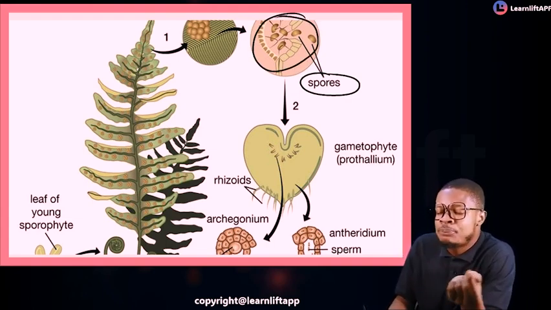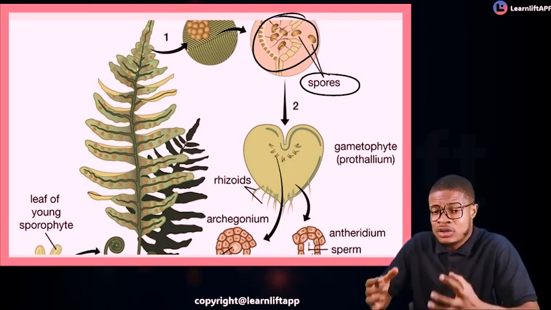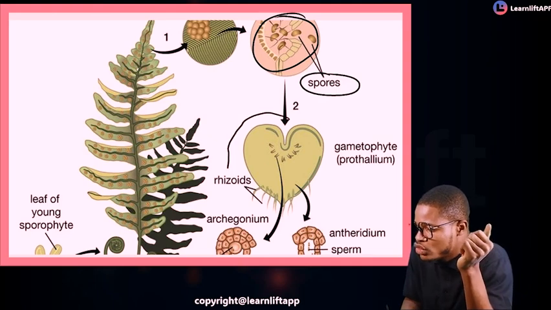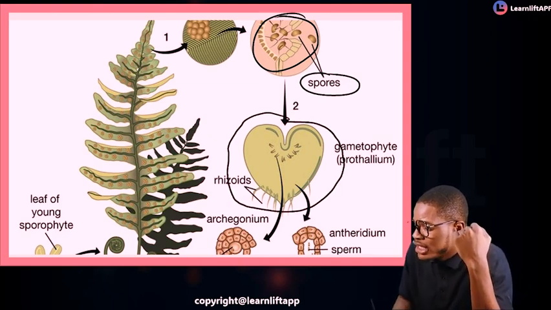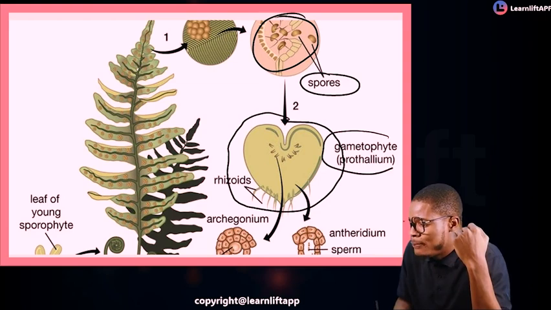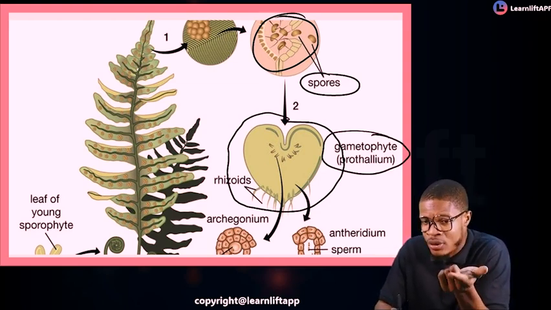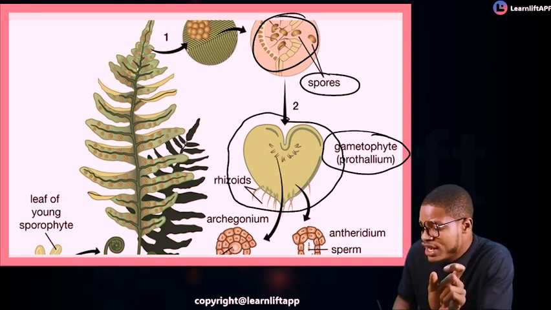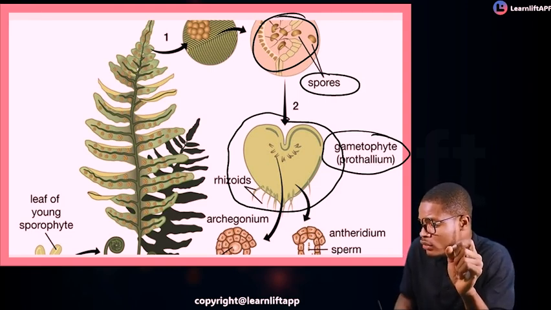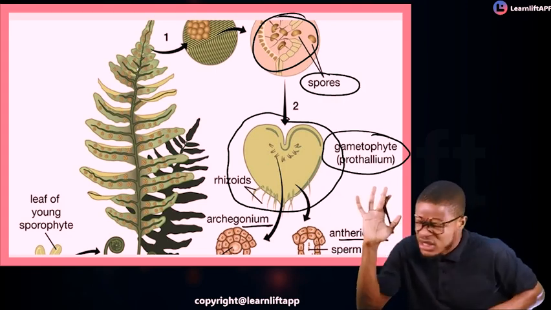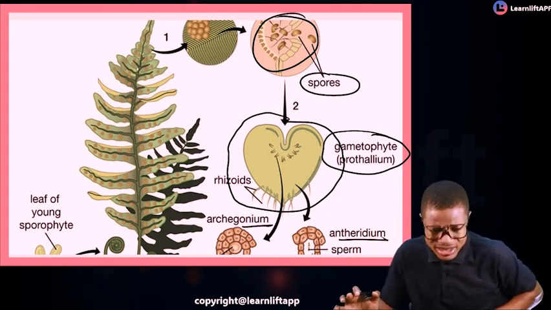Now, when the spores germinate and they begin to develop, now follow me, they form like a heart-shaped structure. This guy here is called the prothallus, and the prothallus is what is forming the gametophytes. Are you getting it now? And another thing I'd like you to know very quickly is that this prothallus even divides into two. There is antheridium, there is archegonium. As we go, no stress, you will see all of them with your two eyes, right?